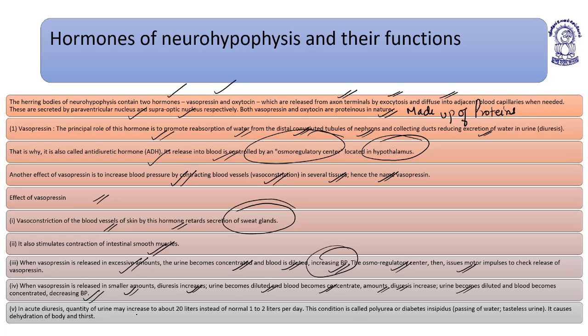In acute diuresis, the quantity of urine may increase to about 20 liters per day instead of the normal 1 to 2 liters. This condition is called polyuria or diabetes insipidus, because of hyposecretion of vasopressin. There is passage of watery, tasteless urine. It causes dehydration of the body and thirst.